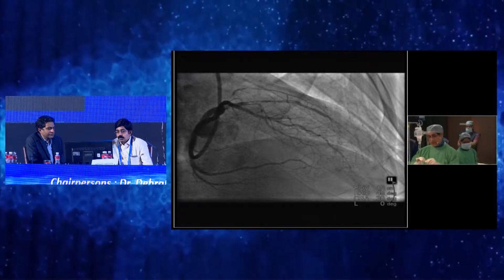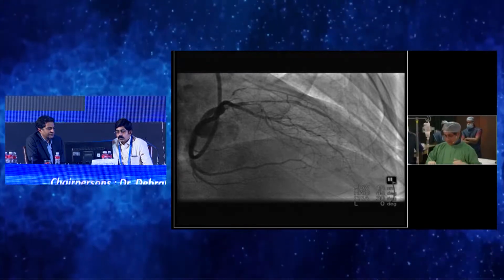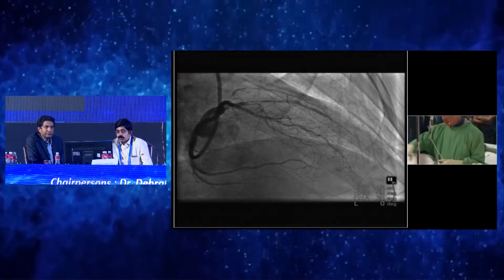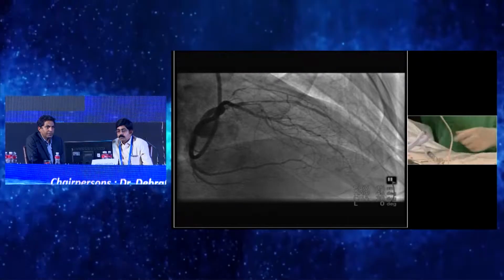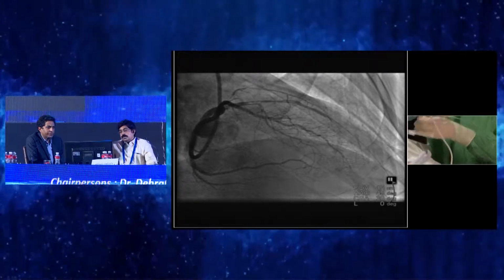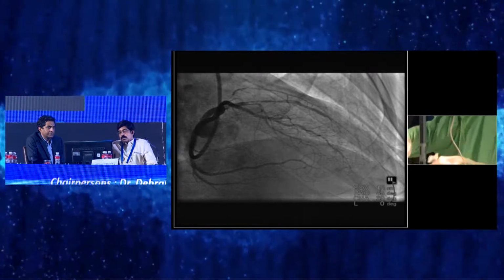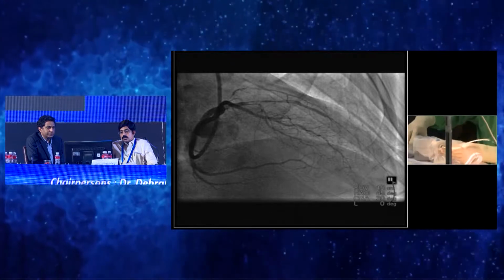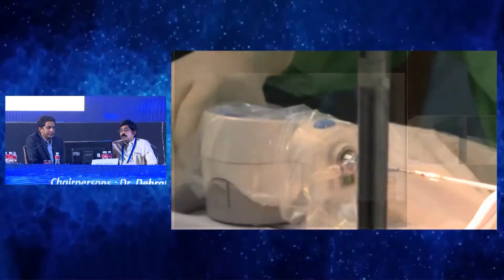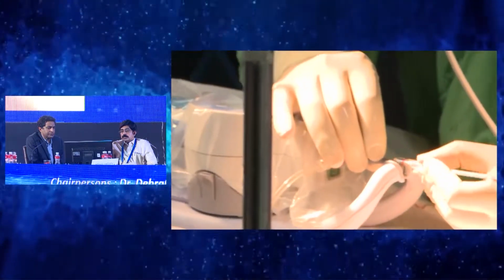So if you can focus here, can you see? So we are using a Polaris catheter. So while we are setting it up, you could do some discussion.